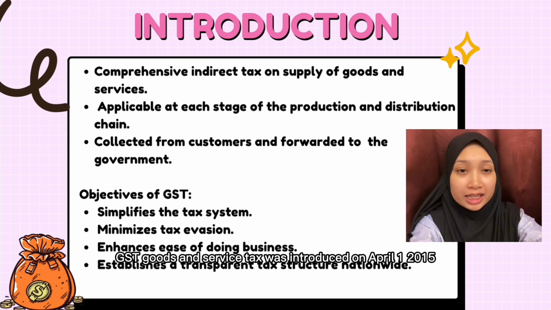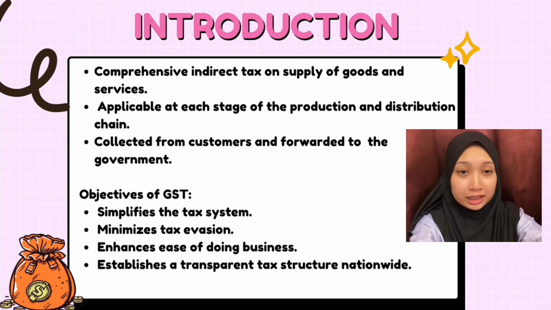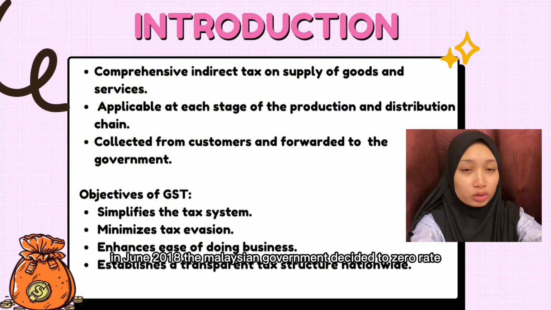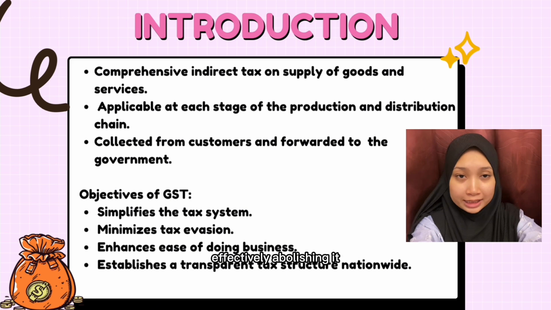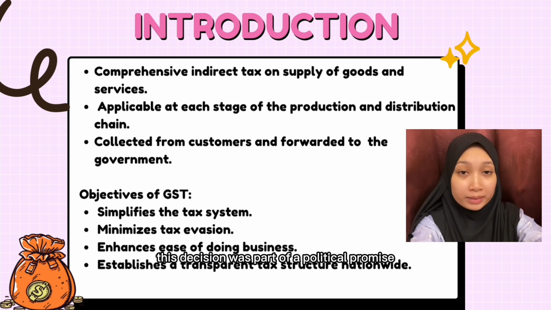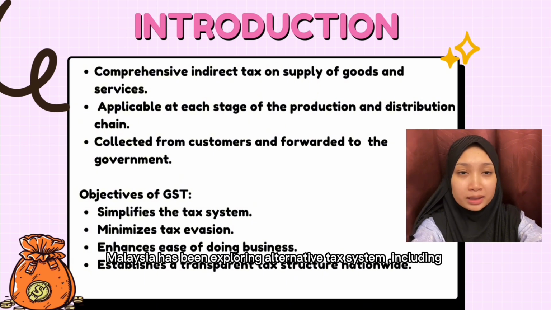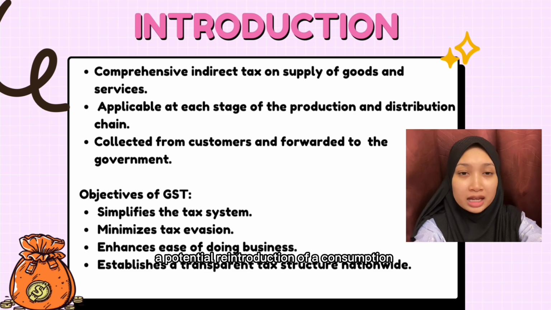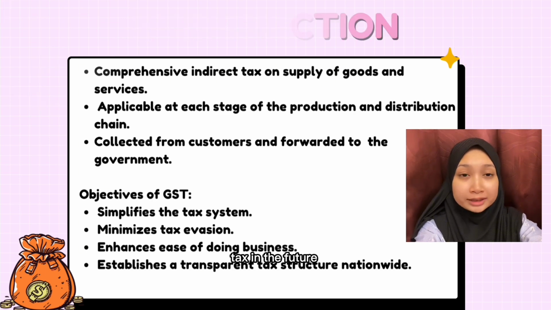In Malaysia, GST, Goods and Services Tax, was introduced on April 1, 2015, replacing the previous sales and service tax system. The GST rate was initially set at 6%. However, in June 2018, the Malaysian government decided to zero-rate GST, effectively abolishing it. This decision was part of a political promise made during the 2018 general election. Since then, Malaysia has been exploring alternative tax systems, including a potential introduction of a consumption tax in the future.